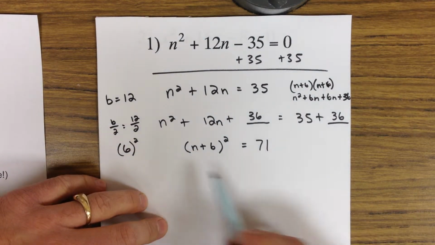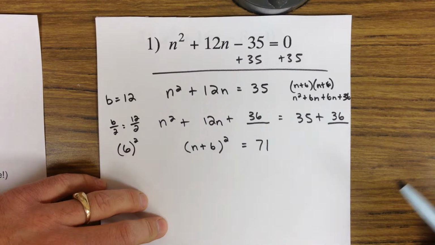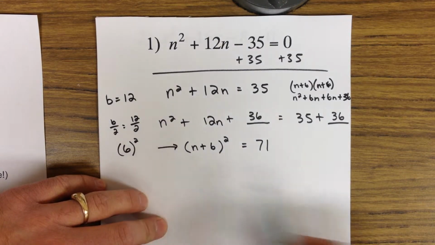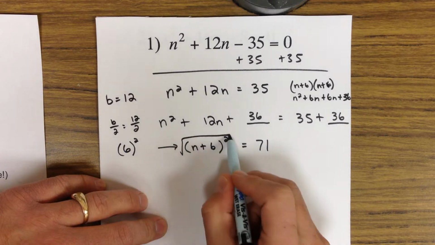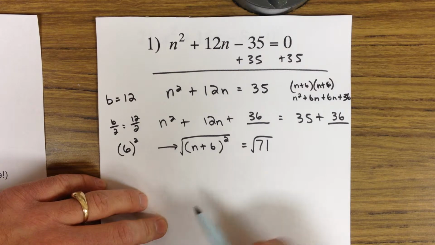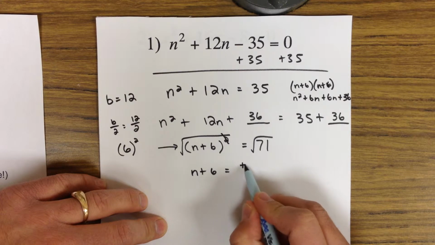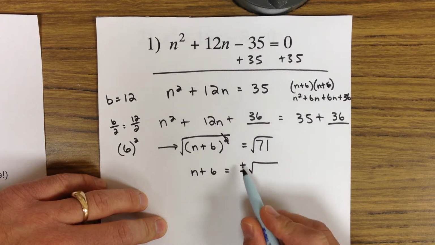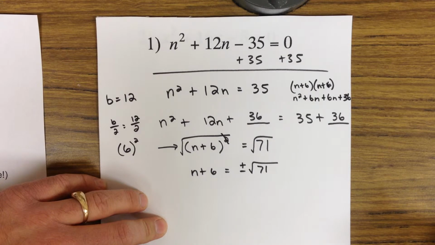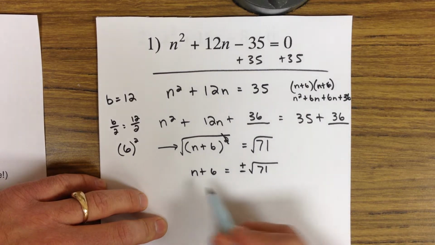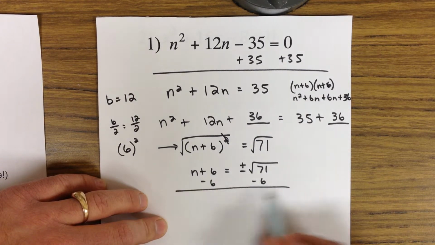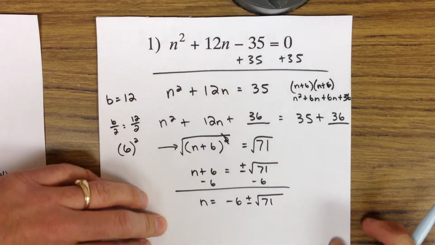And then once we're at this step, this is the nice part about this strategy, is that this right here we can solve just using square roots. So I square root the whole quantity, and when I do that, that crosses that out. I'm just left with n plus 6 over here, left with positive or negative square root of 71, and then last step is to subtract 6 from both sides, and n equals negative 6 plus or minus radical 71.